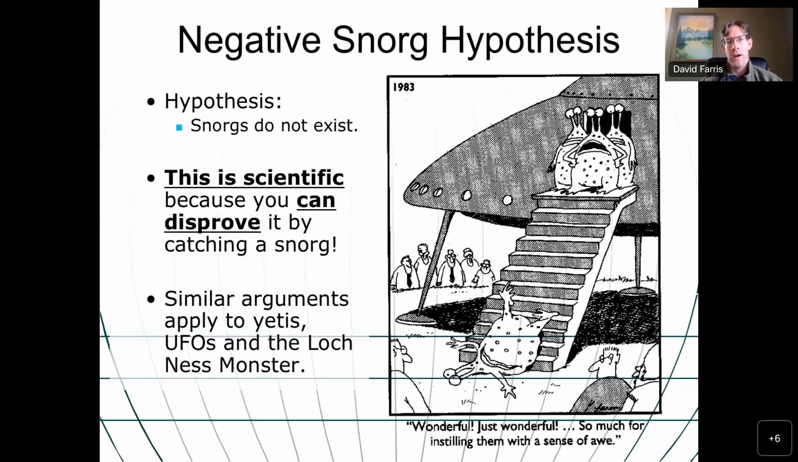Basically, there's the negative snorg hypothesis, which you could say that snorgs do not exist. And this is scientific because you can disprove it by catching and basically showing that a snorg exists. And you can do similar types of things for, say, a Yeti or the UFO or the Loch Ness Monster, that basically the scientific hypothesis would be that these things do not exist, and then you can show that they do exist by basically producing them.